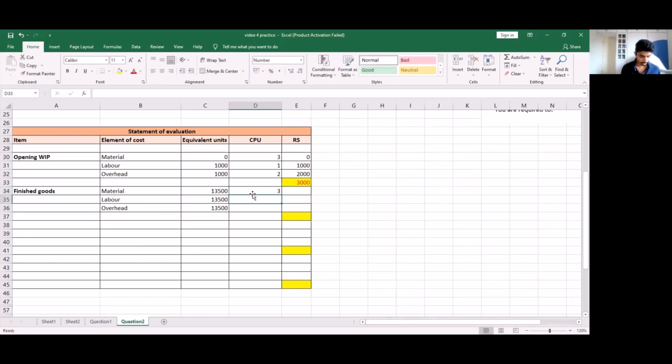So 3 rupees for material, 1 rupee for labor, and 2 rupees for overheads. Let's quickly multiply this to find out the total cost for material, labor, and overheads. With this being done, we can sum these 3 values to find the total of our finished goods. After this, we have our abnormal gain.